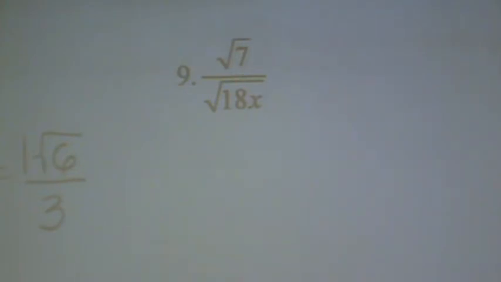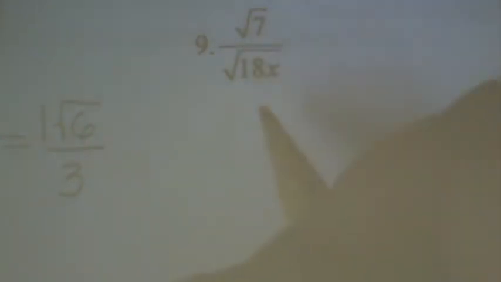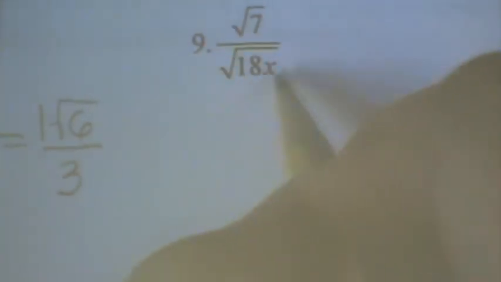Okay, number 9. You might want to simplify a radical before you rationalize, like this one. You could rationalize first, but can you simplify? What do you see that you can take out first? See this right here? There are a lot of factors in 18.